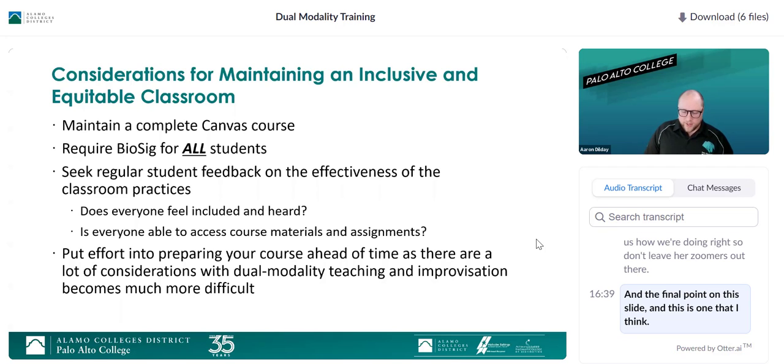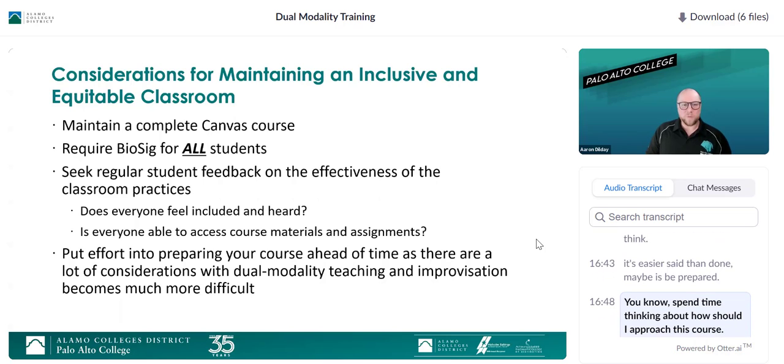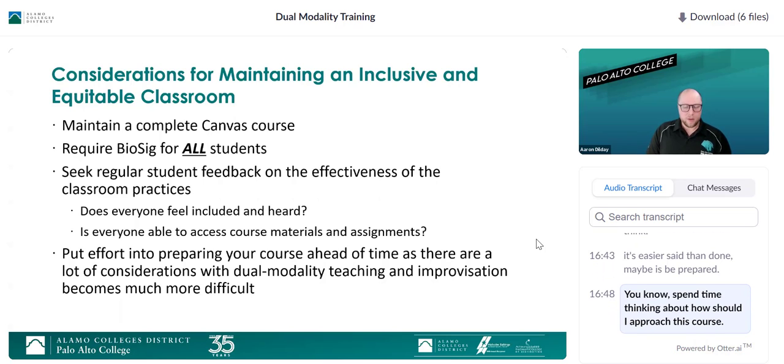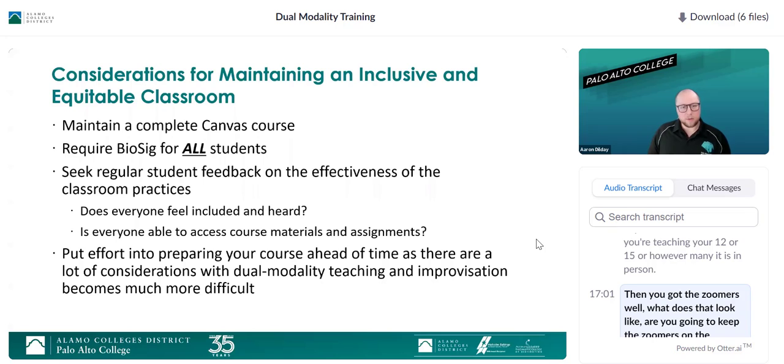And the final point on this slide, and this is one that I think is easier said than done maybe, is be prepared. Spend time thinking about how you should approach this course. Envision yourself in your classroom, teaching your 12 or 15 or however many it is in person, and then you've got the Zoomers. Well, what does that look like?